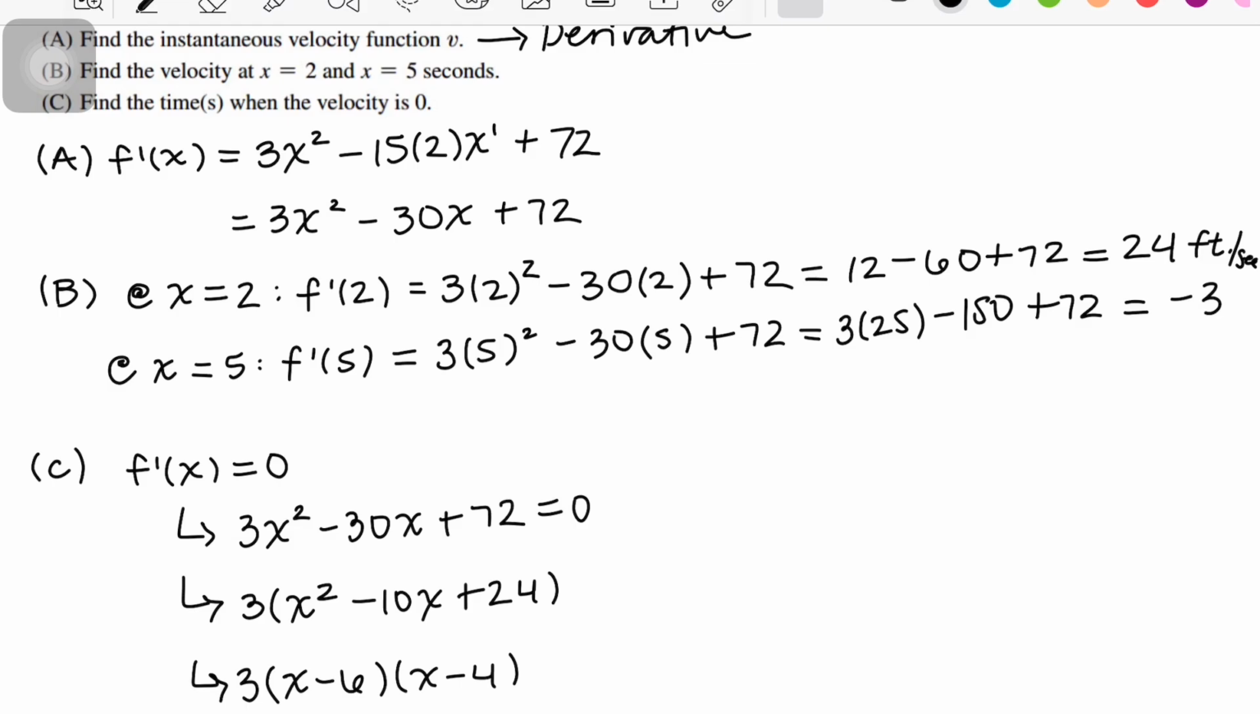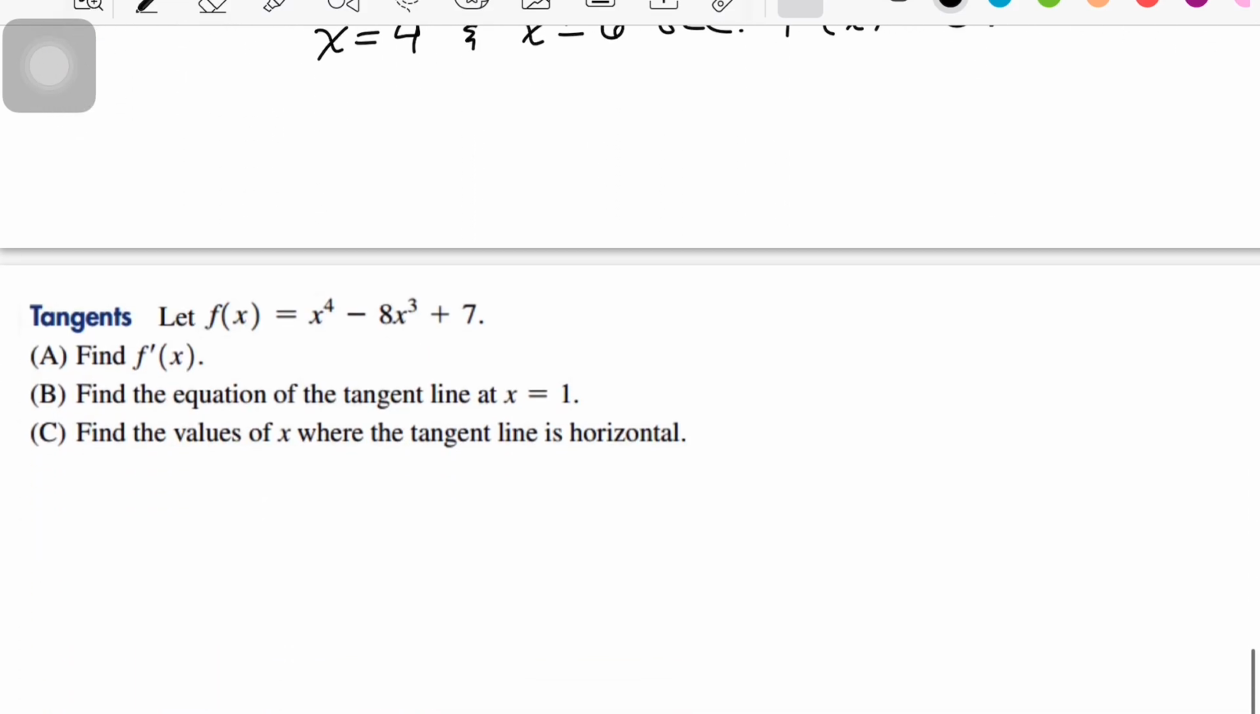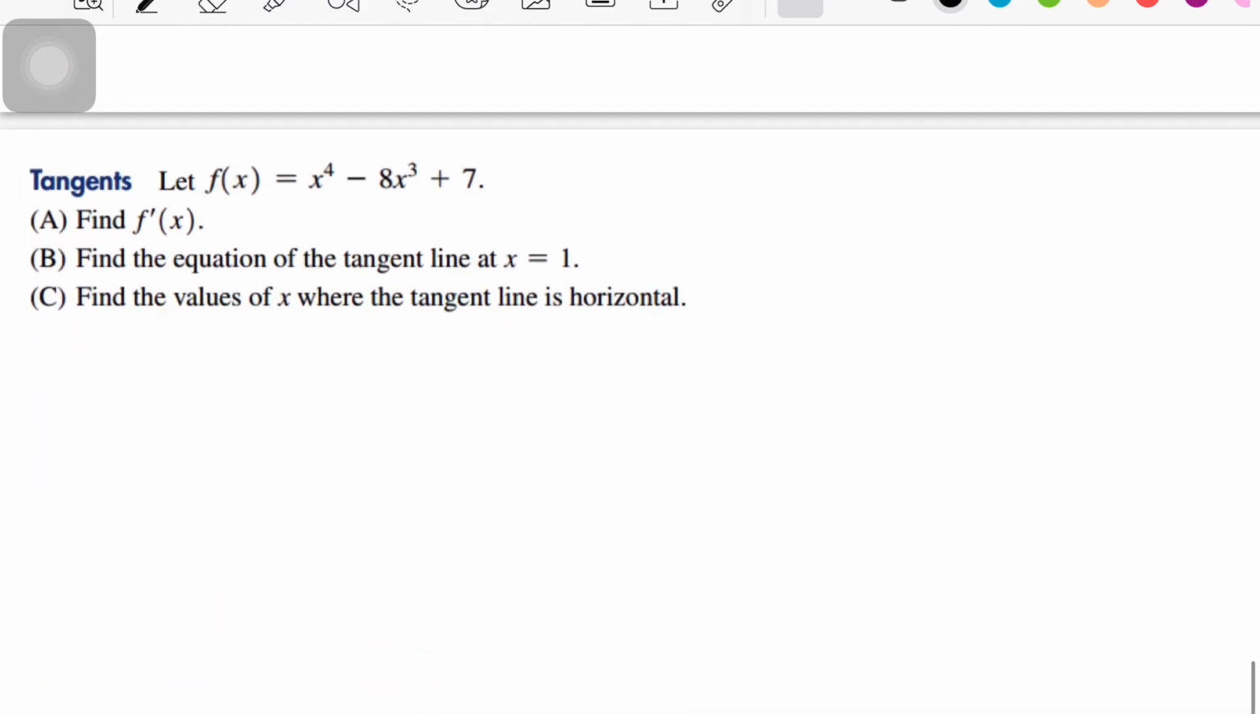Now the last thing we're going to look at is tangents. So we are given this function here, and first thing we want to do is find the derivative. So we'll use our power rule on the first term, so we get 4x cubed. Then we have power rule on the next one, as well as our constant multiple rule. So that is 8 times 3, so 24, and then x to the power 2. And then we just have a constant 7 here, so the derivative of that will just be 0.